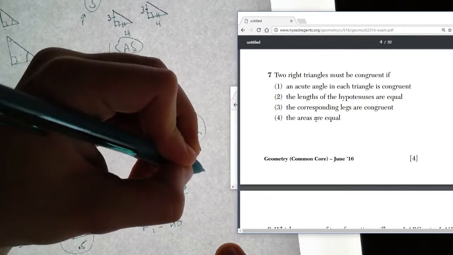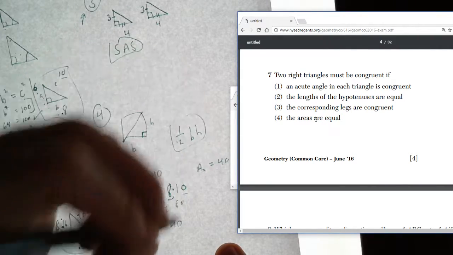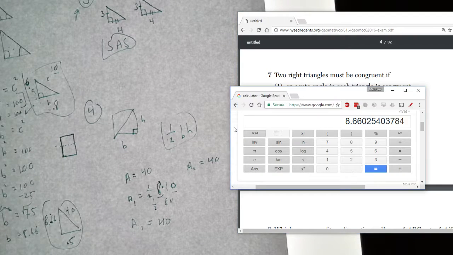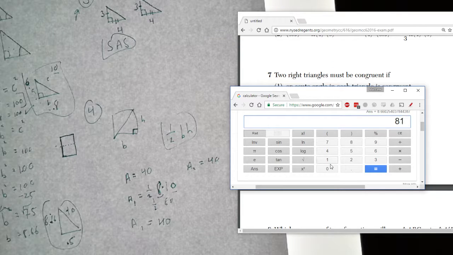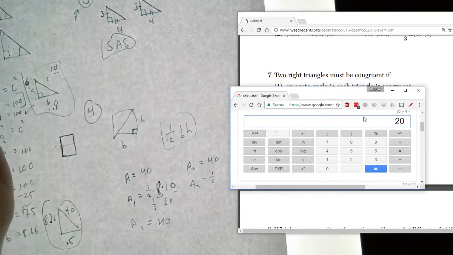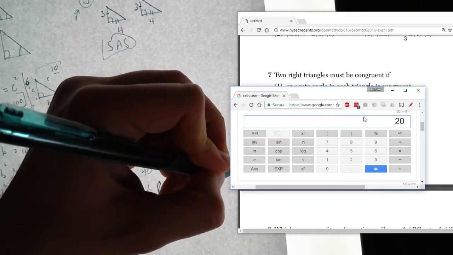I'll come up with area 2. That's also 40, but I'll use different legs. How about, what's another thing that will multiply up to 80? 80 divided by 4. That's nice. So what if my legs were, area 2 should be equal to 1/2 of 4 times 20.